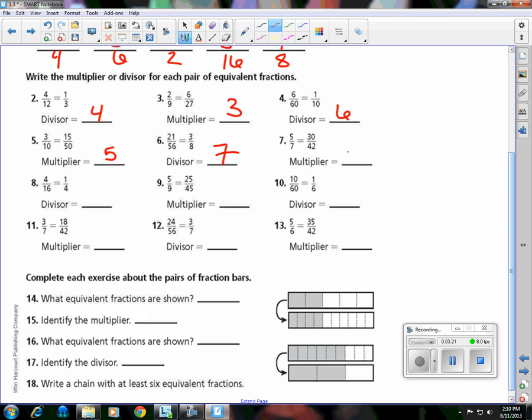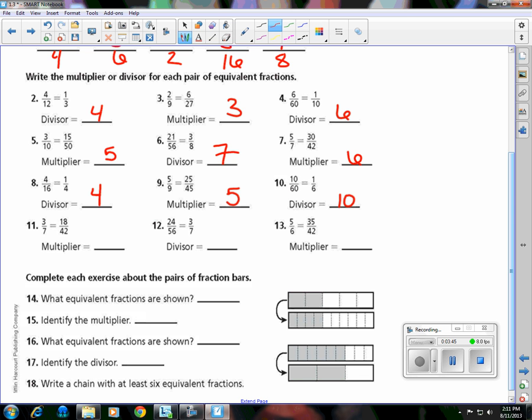7 times 6 is 42. 16 divided by 4 is 4. 9 times 5 is 45. 60 divided by 10 is 6. Okay? All right, so we're going to keep going.